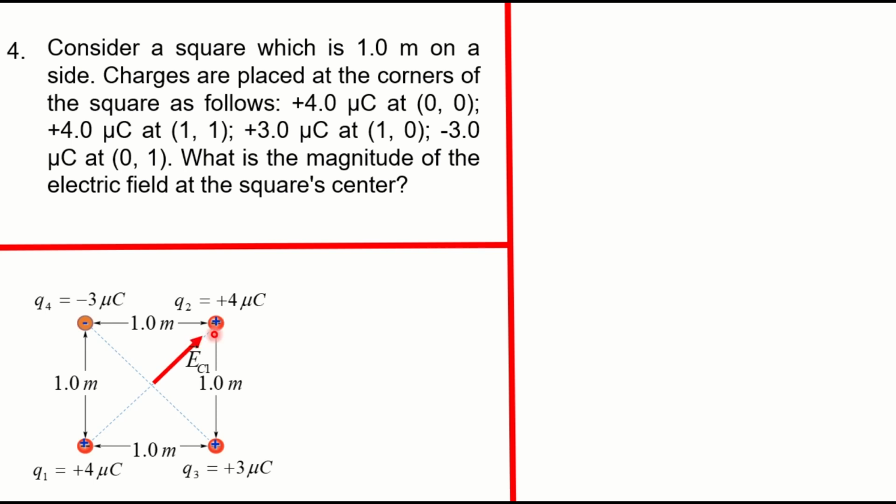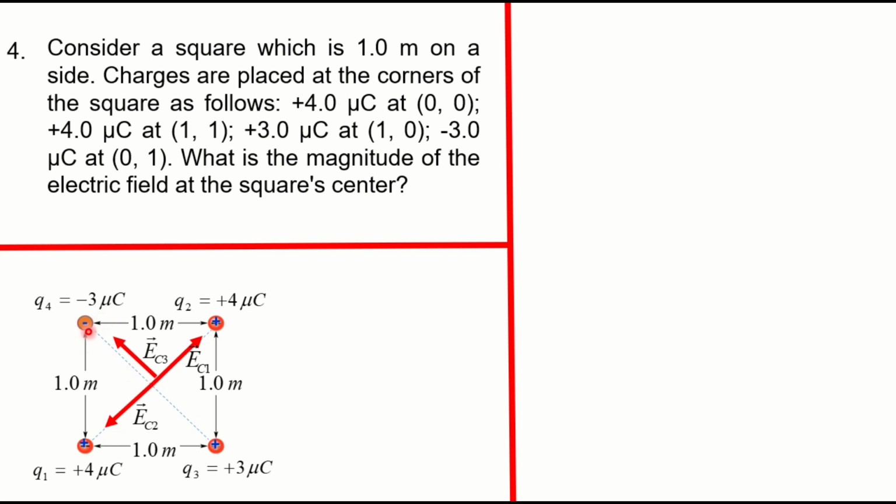So for Q2, the electric field will also move out from Q2. So we have EC1 and EC2, followed by EC3, the electric field due to charge 3. It is here, and it's also a positive charge, so it will move upwards. It will move out.